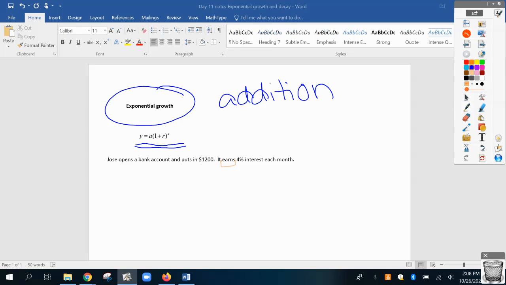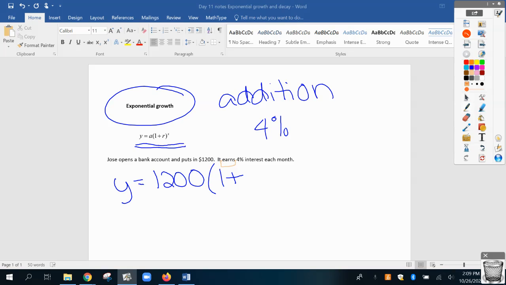So notice right here, I have y equals a times 1 plus r to the x. All we then need to do is fill in the blanks. So we said that the y stays put. Okay, the original value. So A is our original amount. Well, the original amount he put into the bank account was $1,200. Okay, so then in parentheses, we're going to have 1 plus. Now we need our rate. So if this is 4%, we need 4% as a decimal.